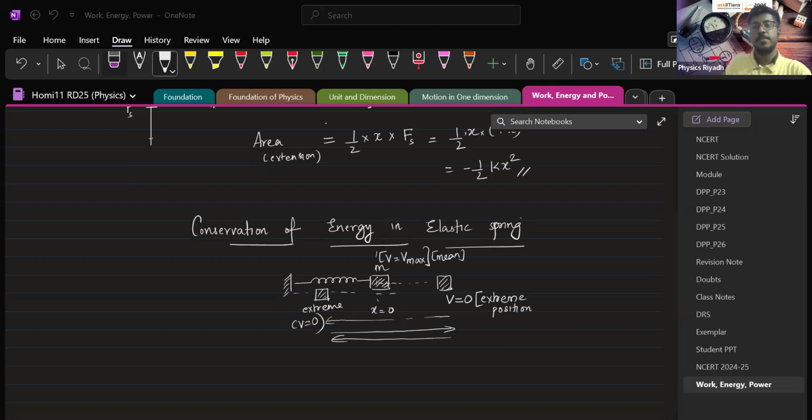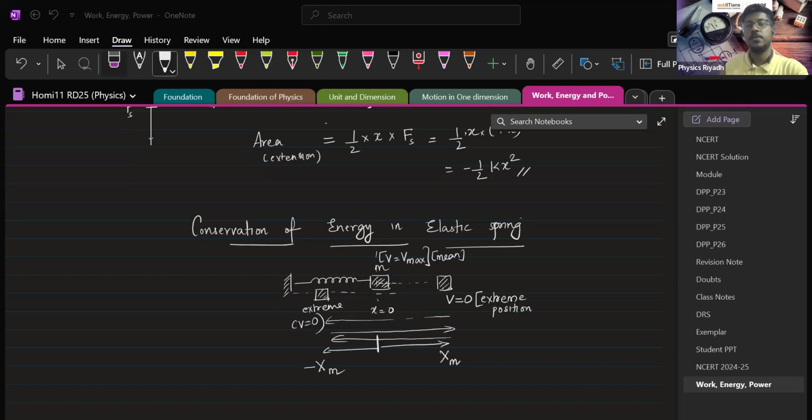This is the maximum displacement that the spring has. We call it xm, and we call the displacement on this side minus xm, the maximum displacement towards the right and towards the left. So at the extreme position, you can see velocity is zero. That means what is the kinetic energy?